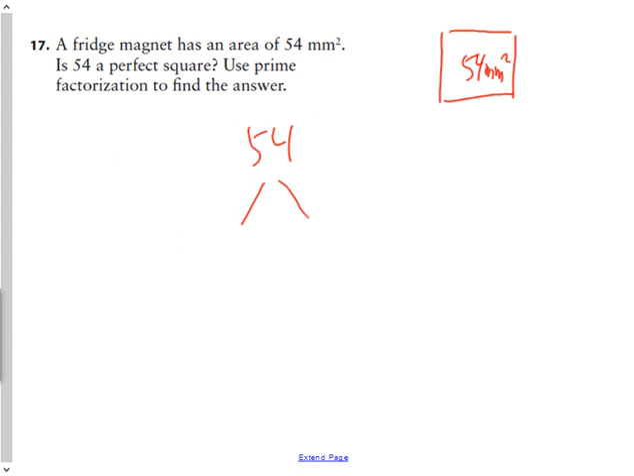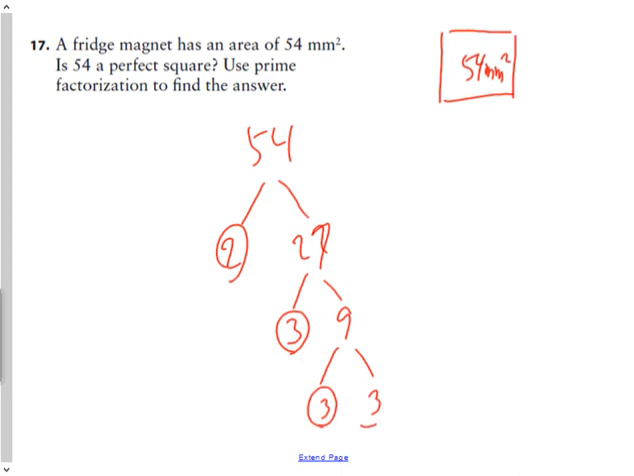is 54 millimeters squared. If it's a perfect square, there will be a number that multiplies by itself to give you 54. 2 and 27 gives you 54. 27 is 3 multiplied by 9, and 9 is 3 times 3. So what I realized is I have a string of 4 prime factors, 2, 3, 3, 3, and there is no way I can multiply those together to get anything close to 2 identical numbers. So therefore, it is not a perfect square.